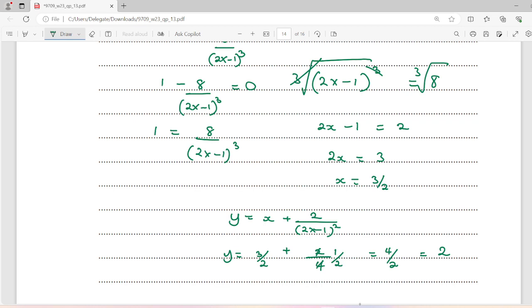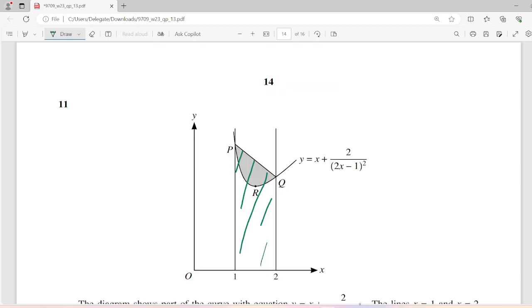So how do we get the area of the shaded region? It is the area of the trapezium minus the area under a curve. So you need to first get the coordinates of P and Q, so that you are able to get the area of a trapezium, and to get the area under the curve, we integrate.